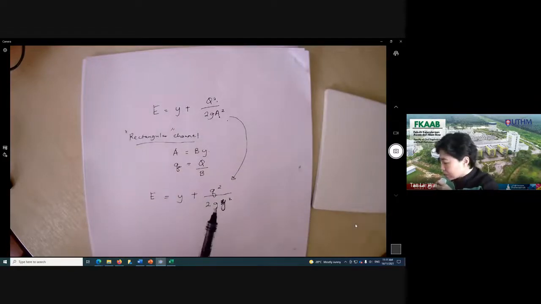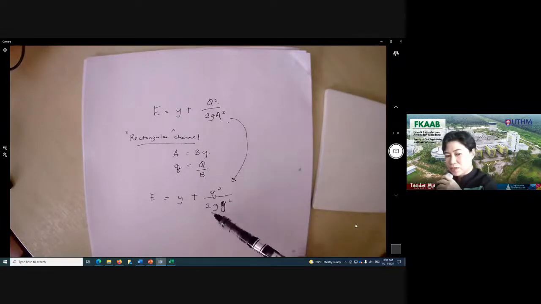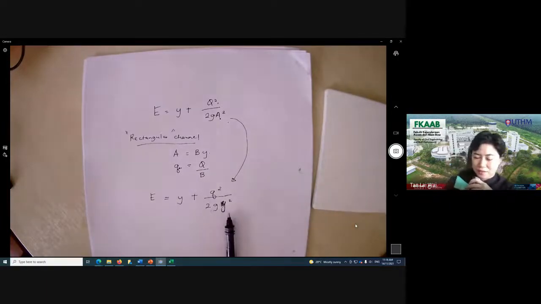And sometimes the question just gives you the discharge over unit width and the depth. So you don't have to find the discharge, and you don't have to find the flow area. You can use this formula directly.